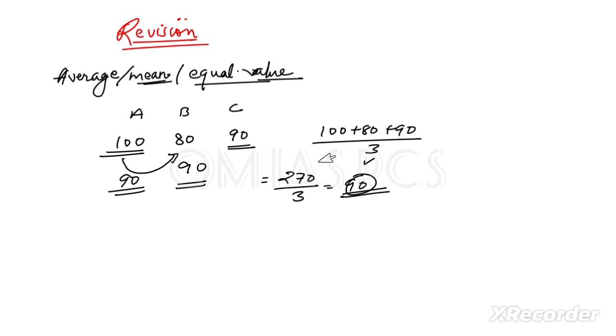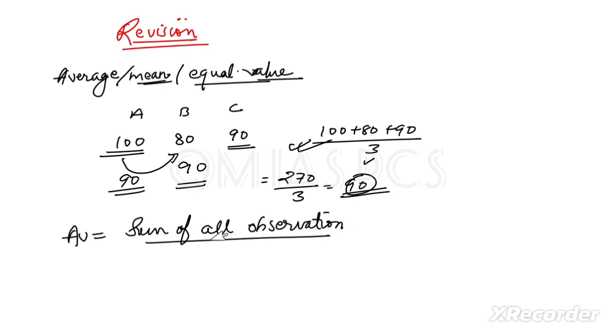So what will be the formula from this task? We can understand that average means the sum of all observations divided by the total number of observations. Is it clear? If you have gone through the previous lectures about the average topic, then that's good. If not, then please go through those topics, and it will be more clear for you.